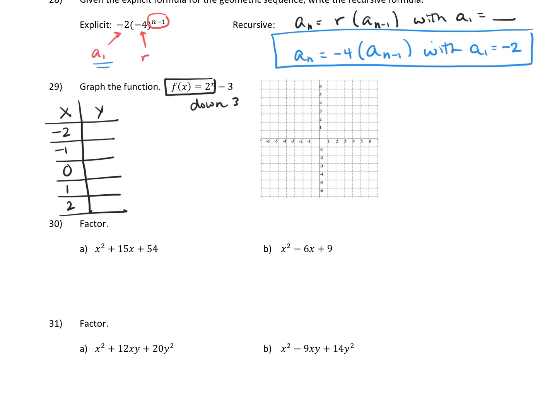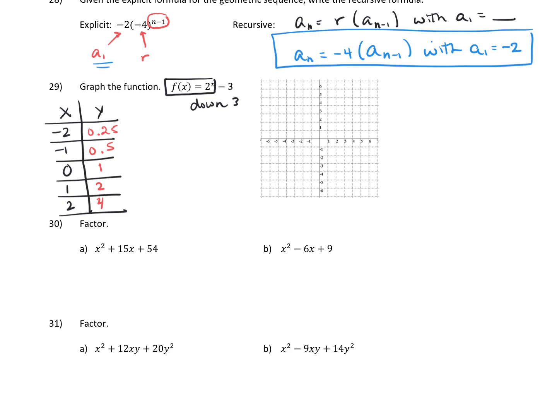And then if we look at our table of values from your graphing calculator, you'll see that if you plug in -2 for your x, 2 to the -2 power is 0.25. 2 to the -1 power is 0.5. 2 to the 0 power is 1. 2 to the first is 2. And 2 to the second is 4. Now again, we are just graphing the function without the translation, and then we will shift everything down 3 once we have our points plotted.